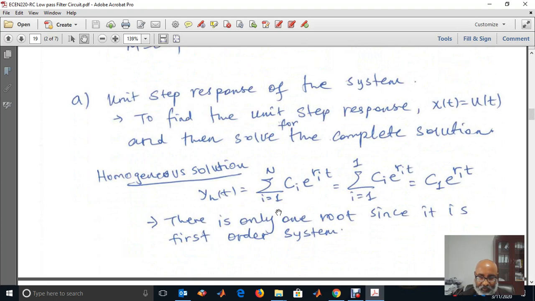The homogeneous solution is given by the summation from 1 to n of ci e to the power of ri t, because we have first order, n is equal to 1. So ci e raised to ri t means c1 e to the power of r1 t. So we have one root, so we will have c1 e to the power of r1 t. If it is second order, we will have c1 e to the power of r1 t plus c2 e to the power of r2 t. But for this case, because we have first order, we will have only c1 e to the power of r1 t.